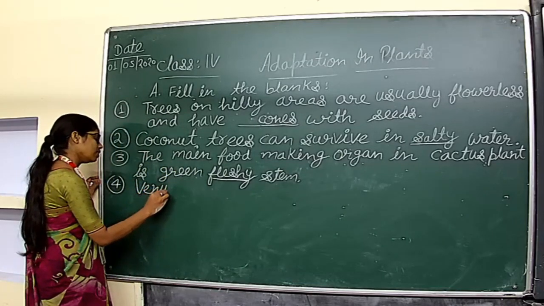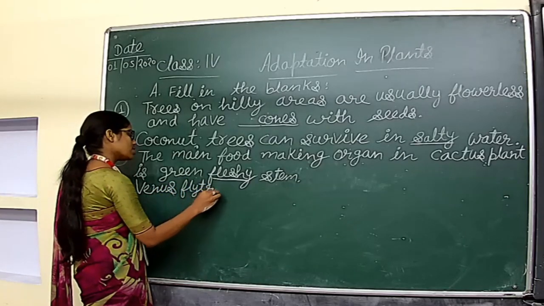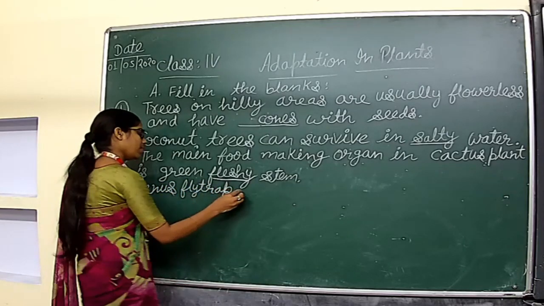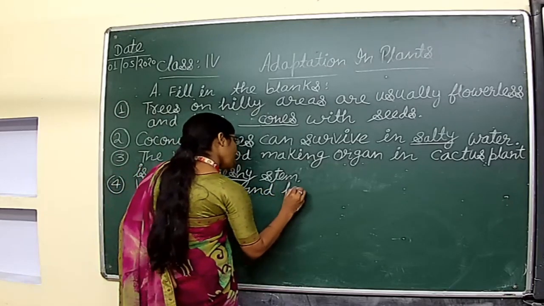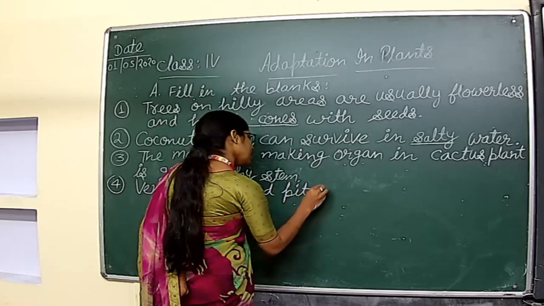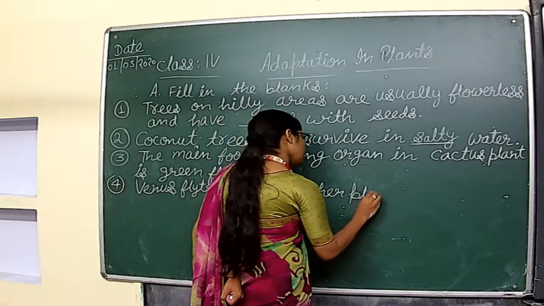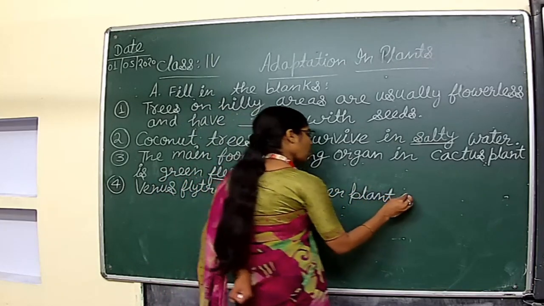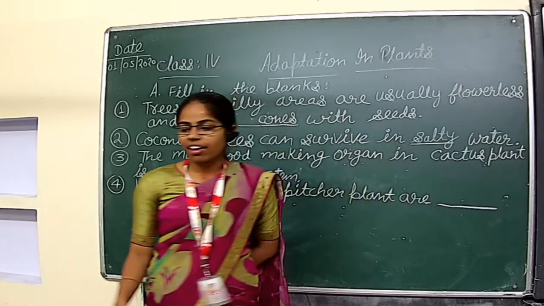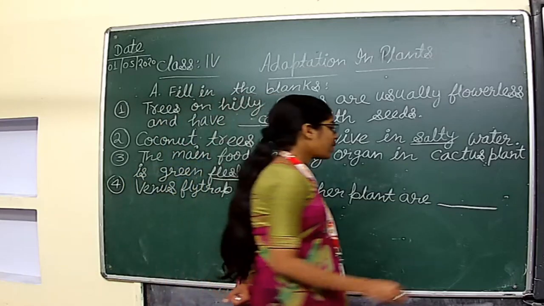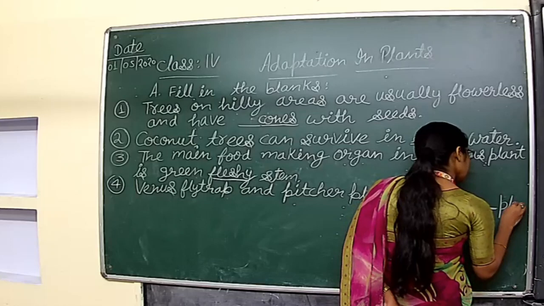Venus flytrap and pitcher plants are dash plants.